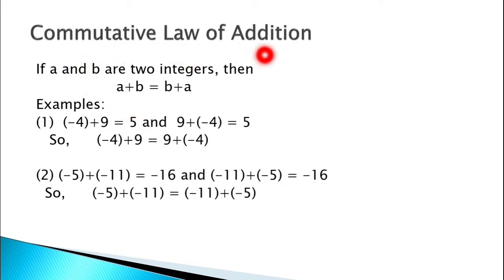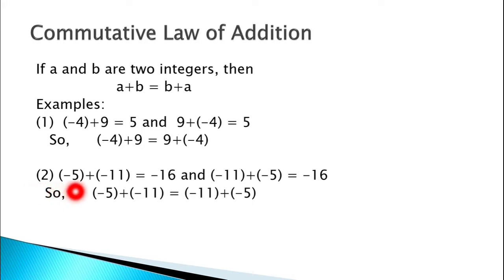Next is the commutative law of addition. It states that if a and b are two integers, then a plus b will give the same result as b plus a. For example, we have taken two integers, minus 4 and 9. First we add minus 4 to 9, which gives the result 5. After that we add 9 to minus 4, and it again gives the same result of 5. So we can say that either we add minus 4 to 9 or we add 9 to minus 4, we have the same result.